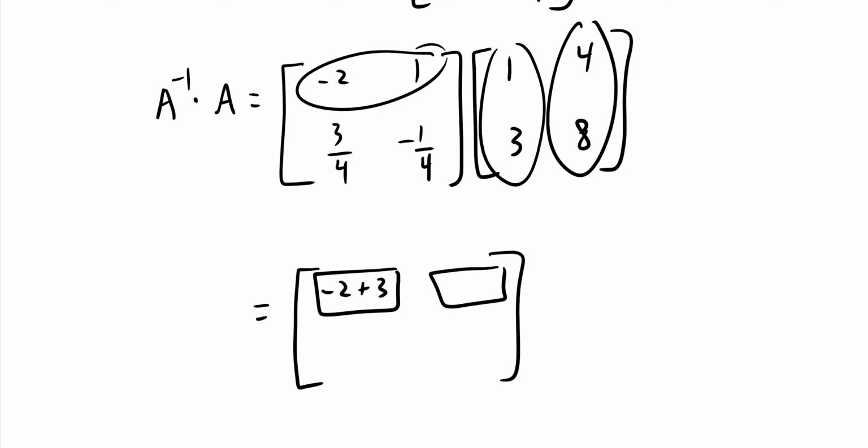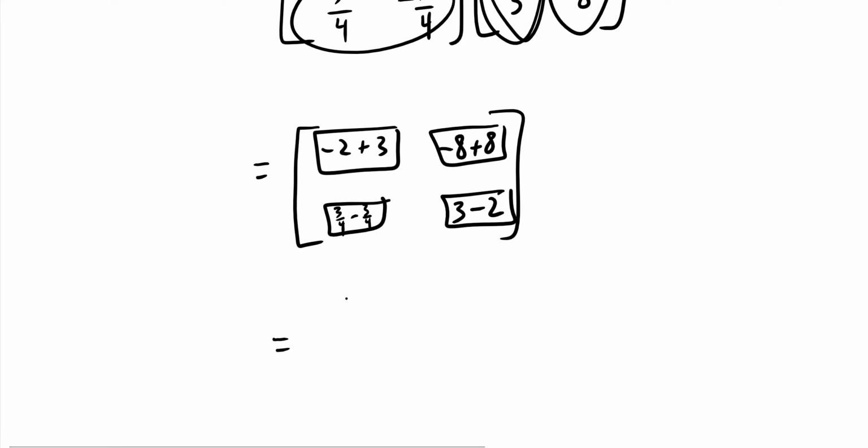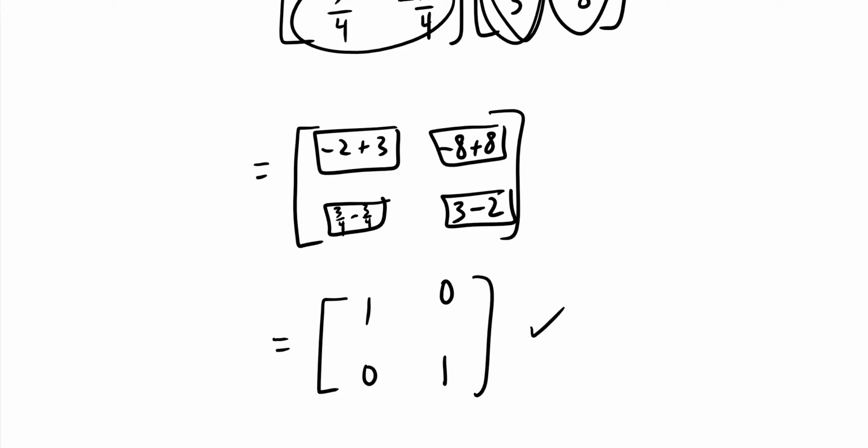Same row by the next column. Negative 2 by 4 is negative 8, 1 times 8, 8. Next row by this column: 3/4 times 1, 3/4; negative 1/4 times 3 is negative 3/4. Next one: 3/4 times 4 is 3; negative 1/4 times 8 is minus 2. That gives us 1, 0, 0, 1. See, it worked as well. So both of them give me the identity matrix, which confirms that the answer we got is really correct.